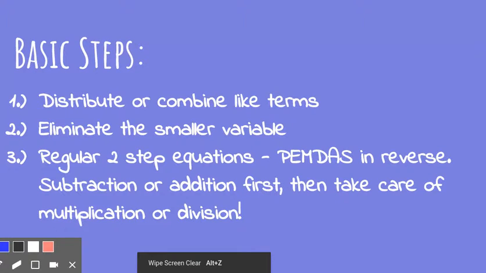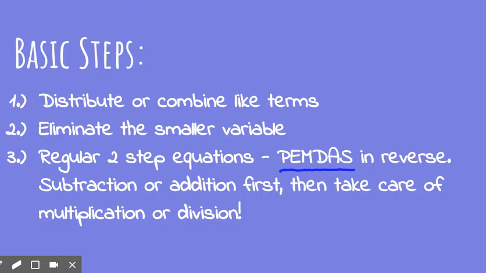For step 3, once you get to that point, you're just a regular two-step equation. You're going to do your order of operations, or PEMDAS, backwards. First you're going to look for subtraction or addition, and when you eliminate that, you're going to do the opposite. If it's addition, you're going to subtract. If it's subtraction, you're going to add. Then take care of your multiplication or division after that. Same thing, you're just going to do the opposite.